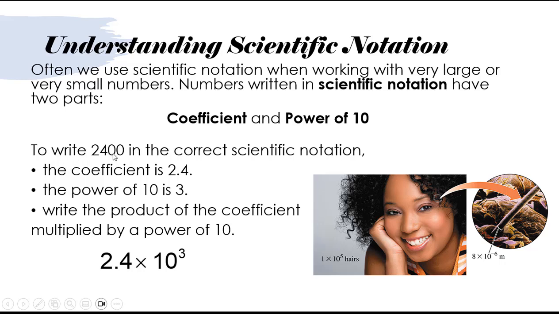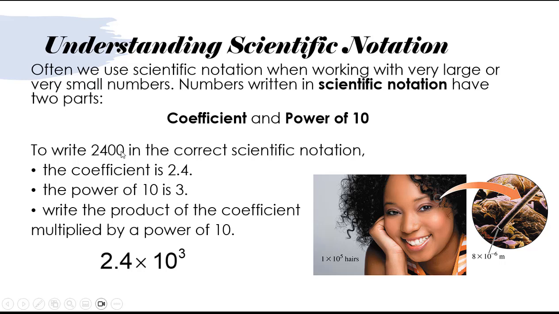So for example, to write the number 2,400 in its correct scientific notation, we're going to move our decimal place between the first non-zero digit and the second non-zero digit. So we're going to go from the decimal place, and we're going to go 1, 2, 3 values in. Our coefficient then becomes 2.4. Because we move our decimal place 3 times, 1, 2, 3, the power is then going to be 10 to the 3.